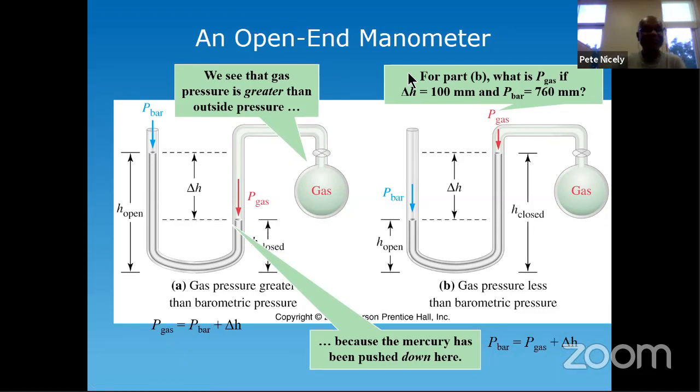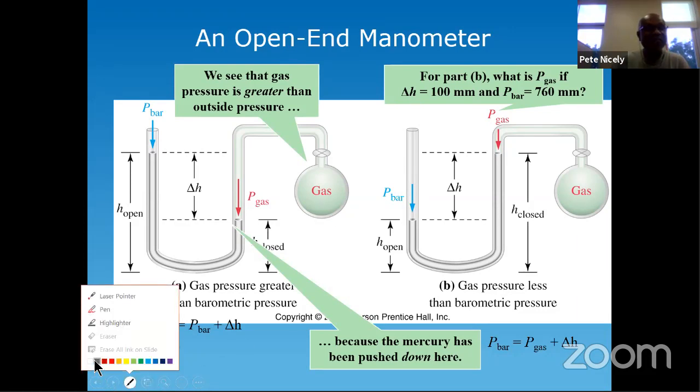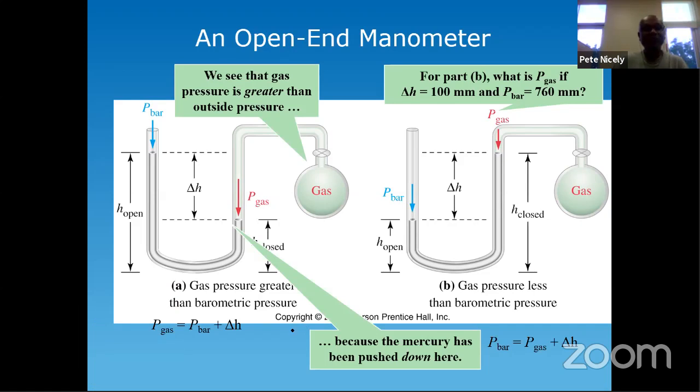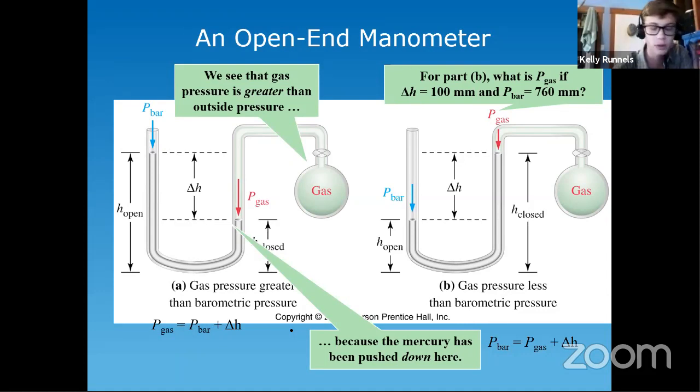Now, here's a question that's being asked. It says for part B, what is the pressure of the gas if delta H is 100 millimeters and the barometric pressure is 760 millimeters, all right? So they're talking about this part right here. So any ideas as to how you can solve this? Would the answer be 660 millimeters mercury?